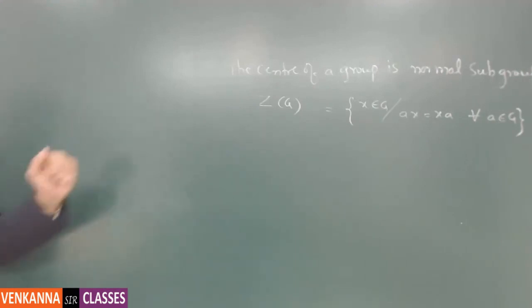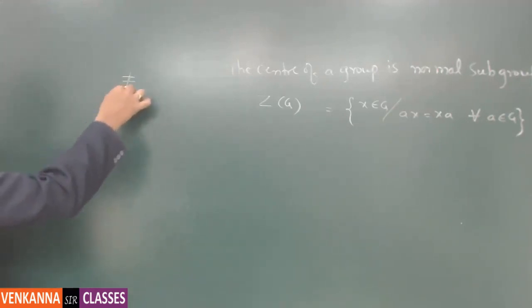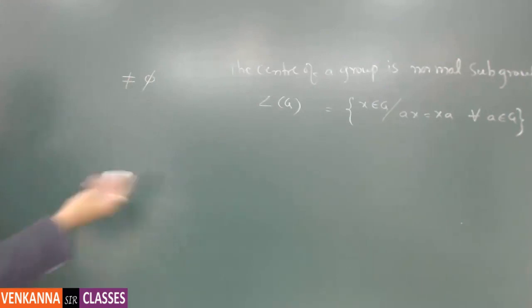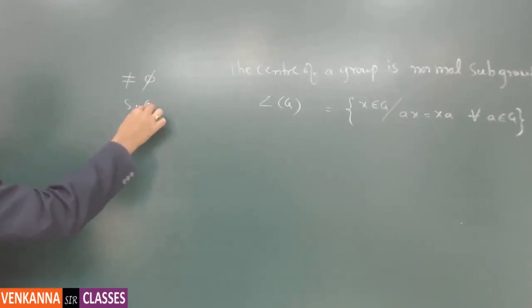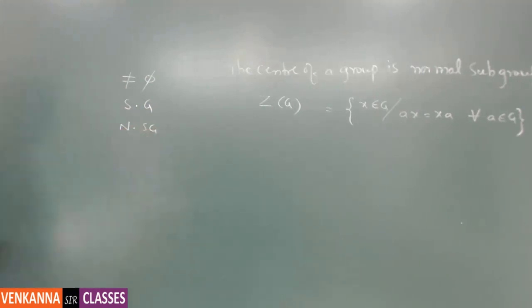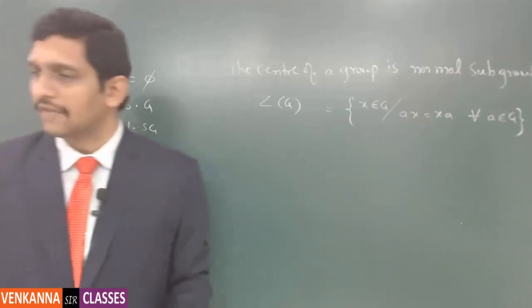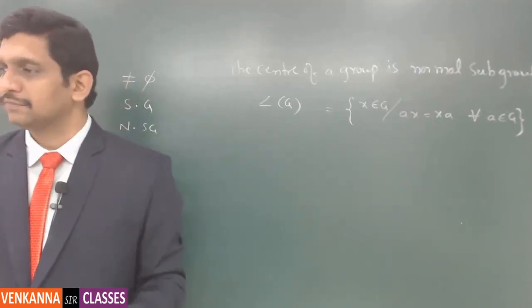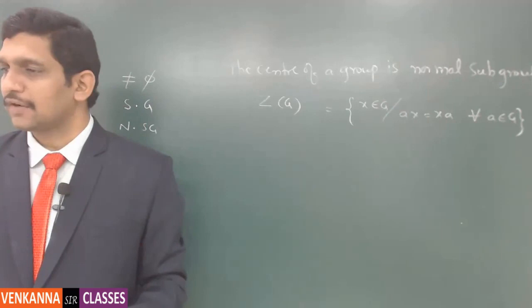As far as the procedure is concerned, the pattern of showing the result is, first we have to show that it is a non-empty set. Then we have to show that it becomes a subgroup. Then we have to show that it becomes a normal subgroup. This is the hierarchy in showing that the center is a normal subgroup. Accepted? Everyone? Yes or no? Right.